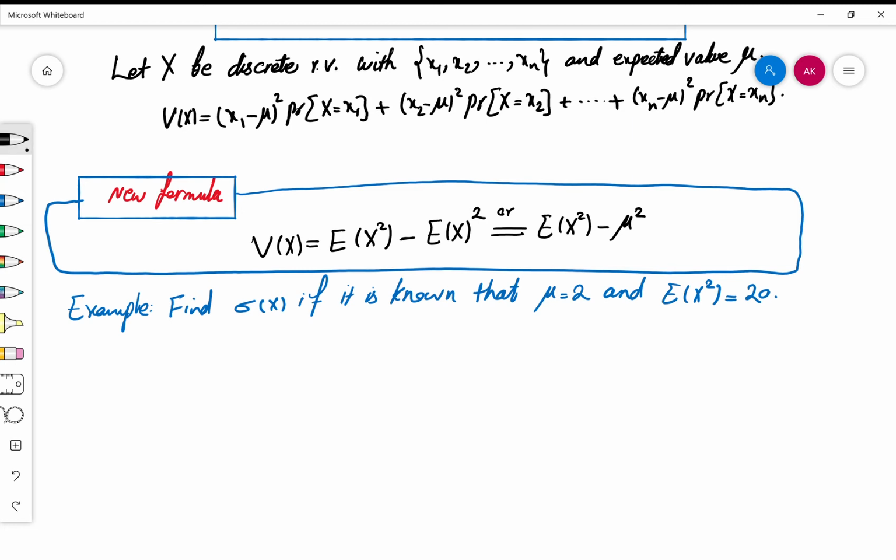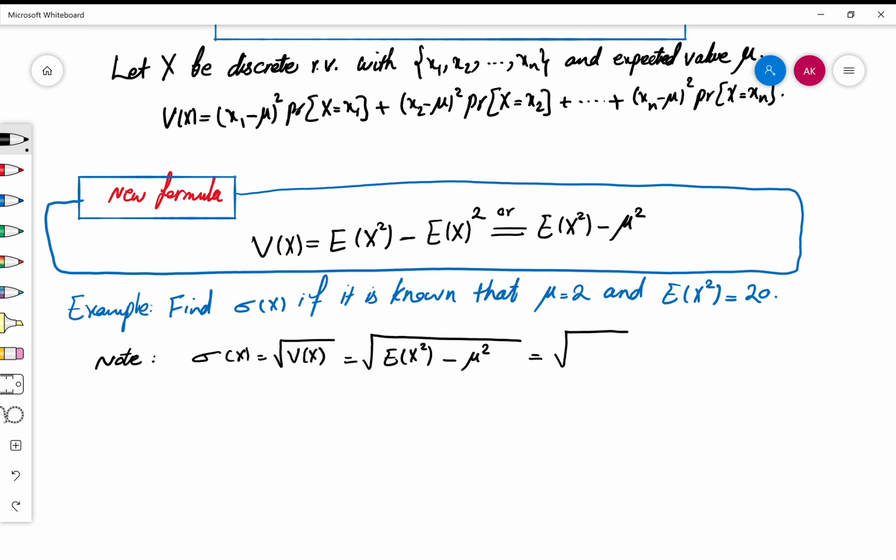Well, okay, you may say, where is V? We were talking about V. Well, first thing to note is that if I have V, then the only thing I need to do is take a square root of that, and that is what we are asked to find. Okay, but here I have E of X squared given. I know V(X) is equal to this. Then I'll find the square root and find sigma.